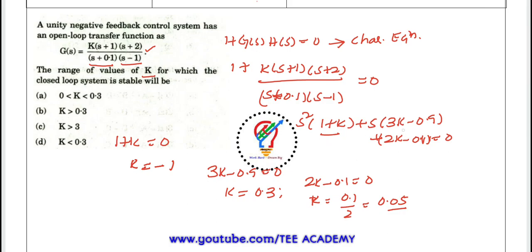Now these coefficients must be greater than 0, which means the k value should be more than these values. For example, for 3k − 0.9 to be positive, take k as 0.4: 3 into 0.4 is 1.2, minus 0.9 is 0.3, a positive value. Because of this, the k value should be greater than 0.3, not less than 0.3. So the answer is k greater than 0.3, and option B is the right answer for this question.